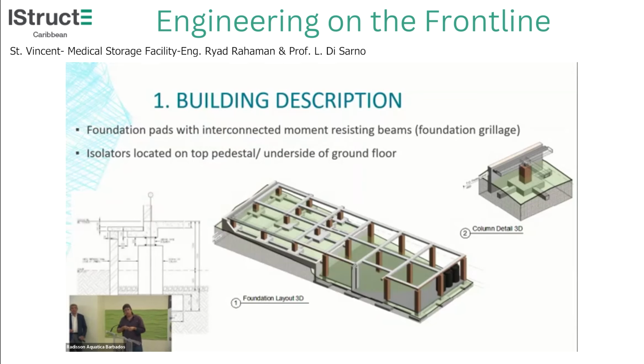So this is where the isolator is located. This is the ground floor. This is the pedestal, your foundation, and tie beams. So the RC slab is left out here, but the isolators are located at those junctions.